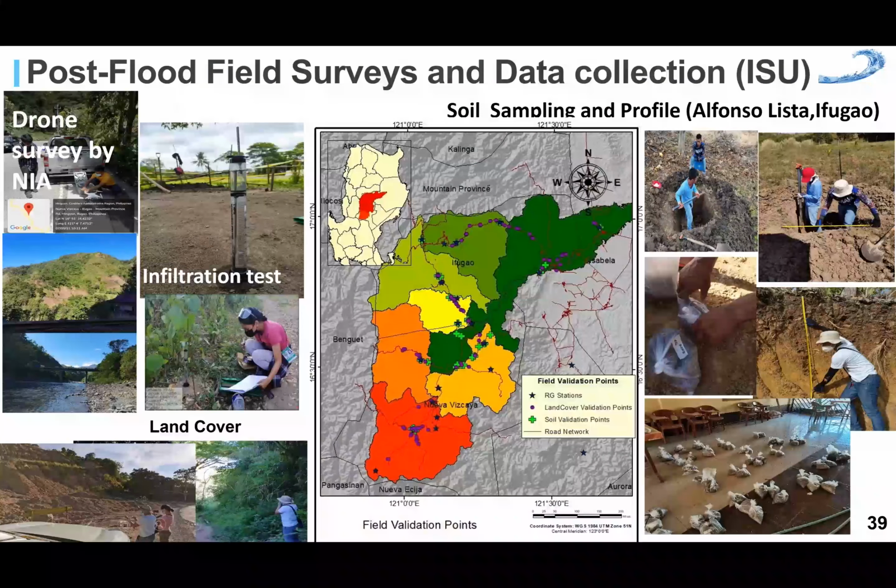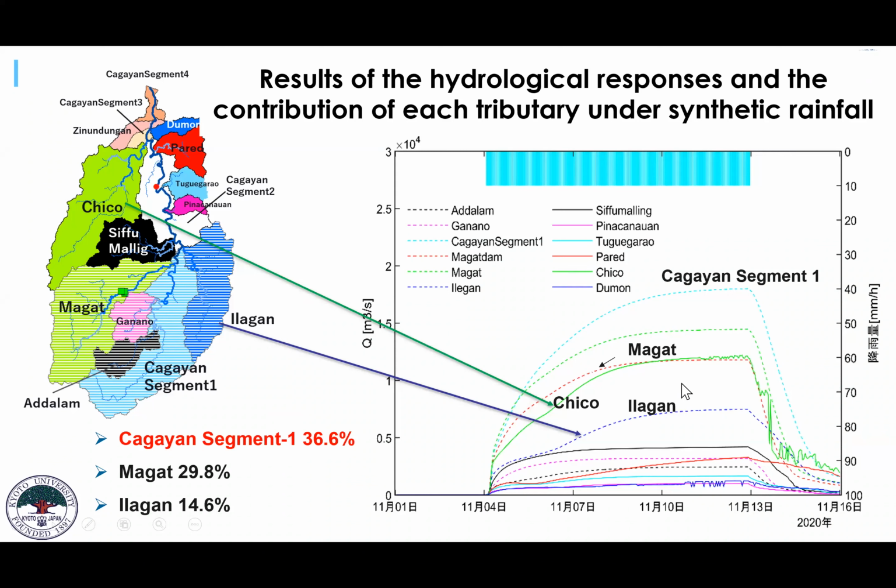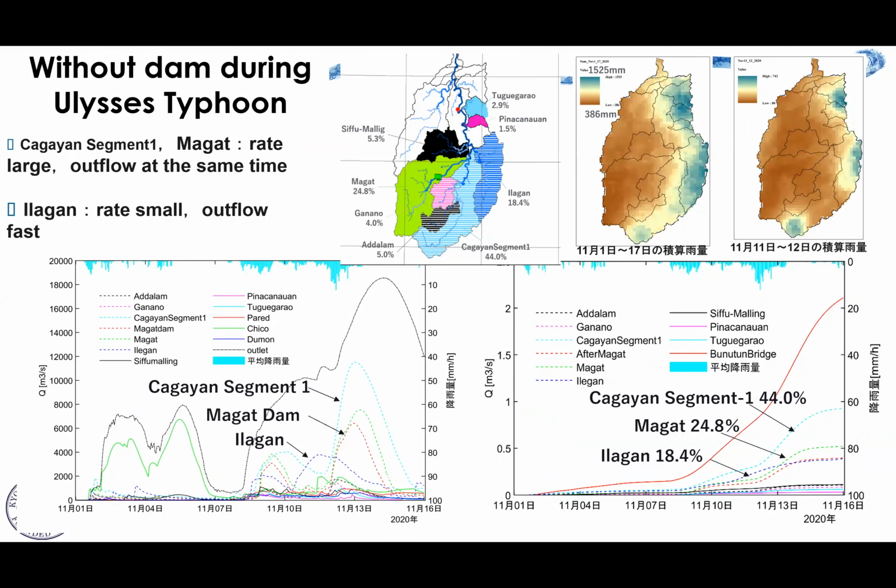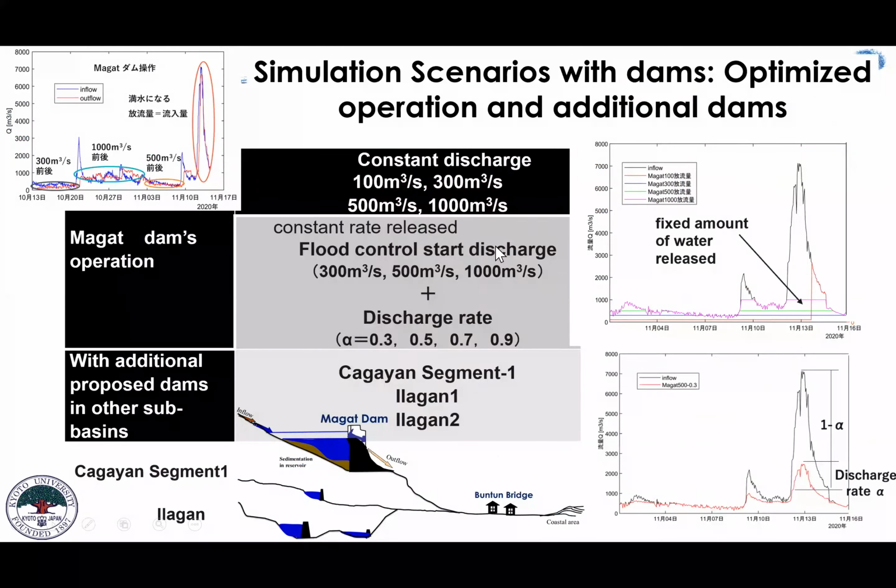So this is a big dilemma. Therefore, we also conducted lots of post-flood survey and data collection in the Magat River Basin and downstream of the Cagayan River Basin. Here are some results related to the hydrological response of each subbasin, and we could understand which subbasin is the champion contributor of flow even during a normal rainfall pattern. And we could do simulation with and without dam, with additional dam support, and how to reduce the inundation in the downstream. These are the scenarios we have constructed.